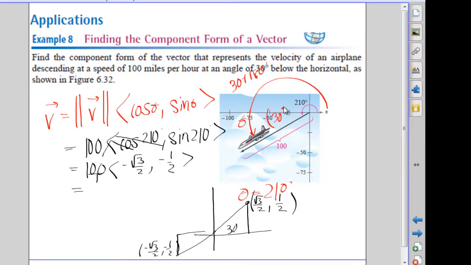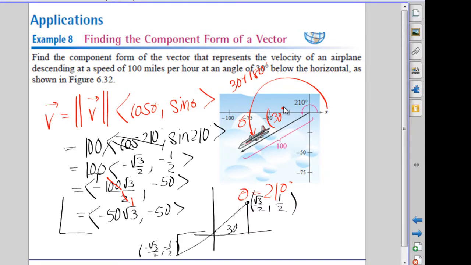So put this over 1 for a moment. So I have negative 100 root 3 all over 2 inside my vector. Let's see, 1/2 of 100 is 50. So negative 50. Simplifying here, divide by 2, get 1, divide by 2, get 50. So the final component form of this vector must be negative 50 root 3, comma, negative 50. All right, go ahead and box that answer.